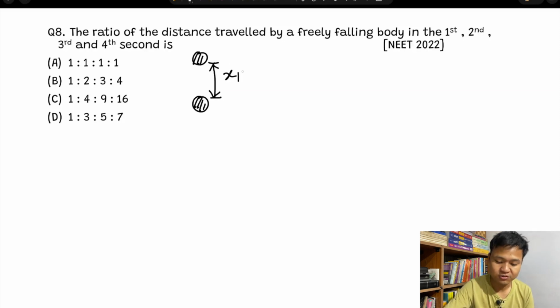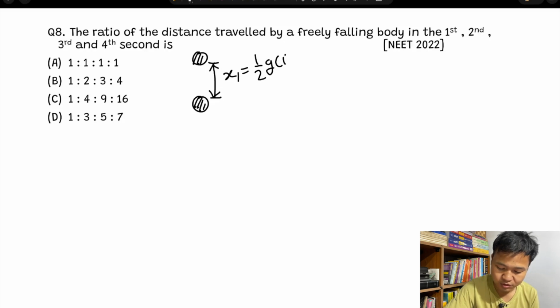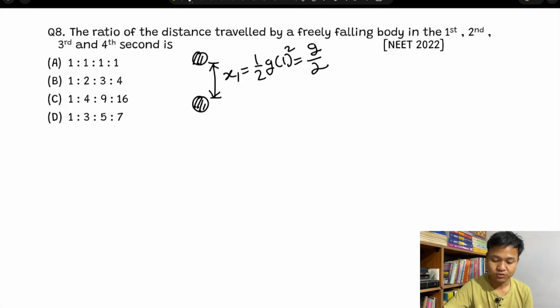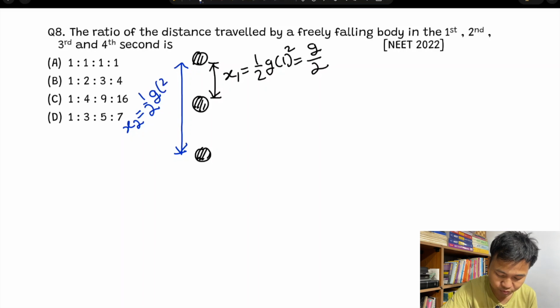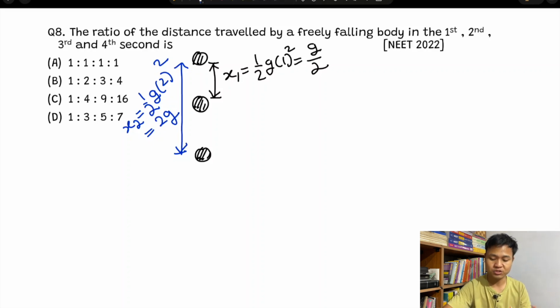In the first second, that means in 1 second the distance traveled, let's say this is x1. So how much is this? Half into z into 1 square, z by 2. Now after 2 seconds, let's say the particle is here. So how much distance has it traveled in 2 seconds, x2? Half into z into 2 square, so how much is this? 2z. Okay, 4 by 2 is 2z.